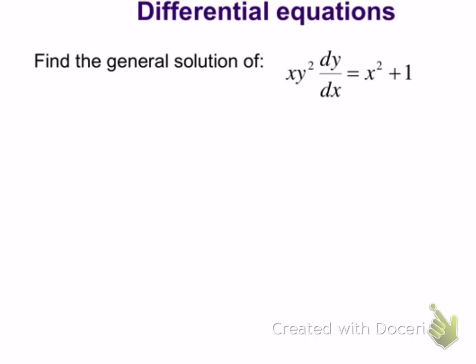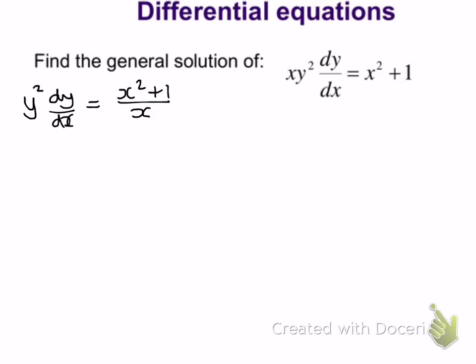So we'll have a look at this example here. We're going to find the general solution of xy squared dy by dx equal to x squared plus 1. And so you can see here we've got functions in both x and y. So taking this, rearranging, we can say that y squared dy by dx is equal to x squared plus 1 over x.